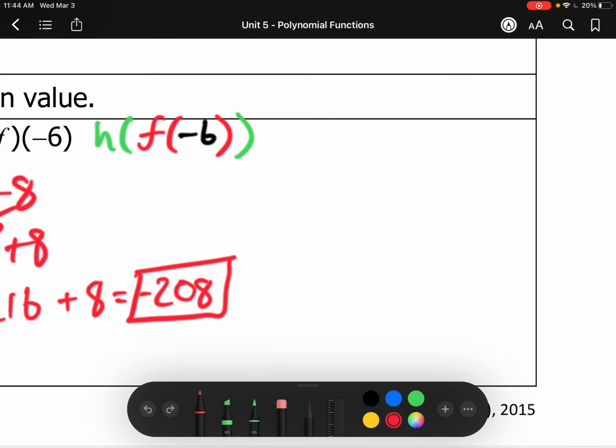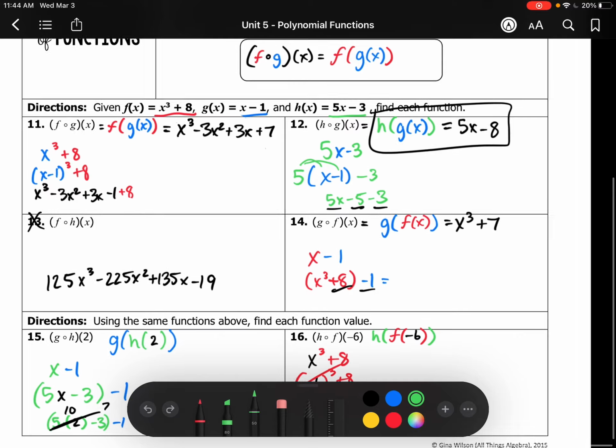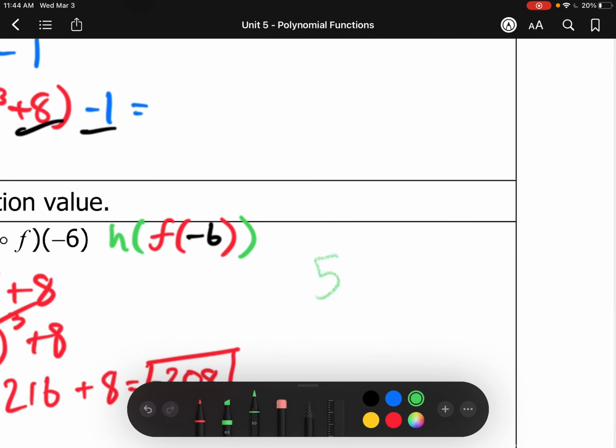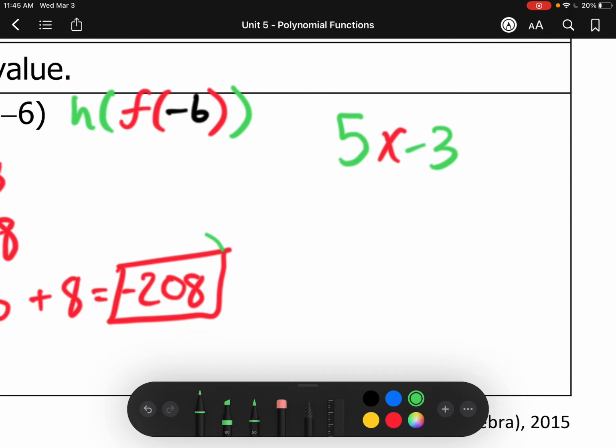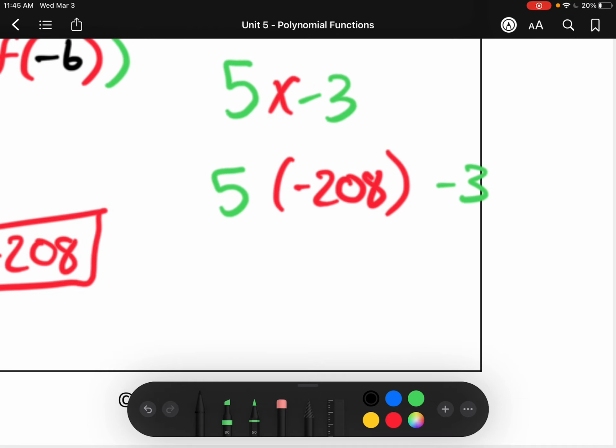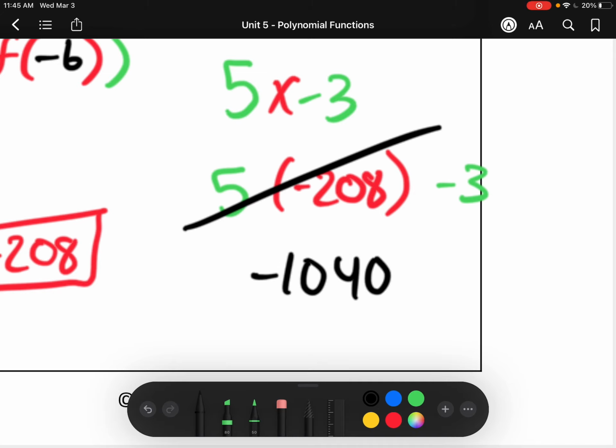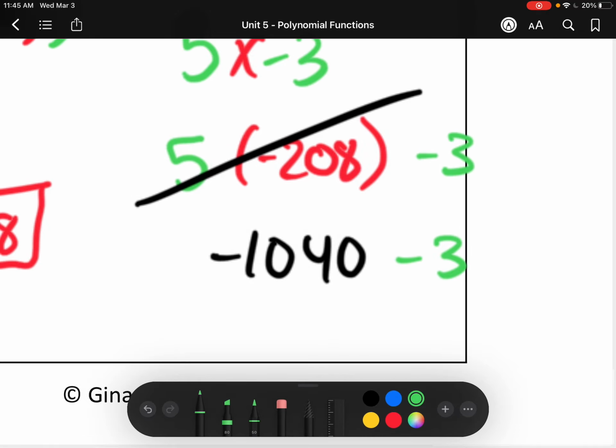So now the resulting value that we get, we plug it into function h. So function h, I'm going to write it out. Function h is 5x minus 3. And I'm going to be replacing this x right here with the value that I just got for function f. So this becomes 5 times negative 208 minus 3. 5 times negative 208 is negative 1,040 minus 3, and then negative 1,040 minus 3 is equal to negative 1,043.